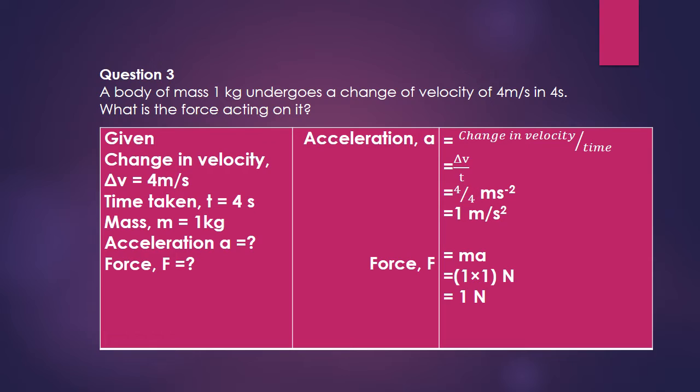So we know force equals mass into acceleration, and if we put the value of mass and acceleration, we get the value of force. The value of mass and acceleration both is 1, so 1 into 1 Newton, the unit of force is Newton, so it becomes 1 Newton. So that is the answer of the third question, 1 Newton.